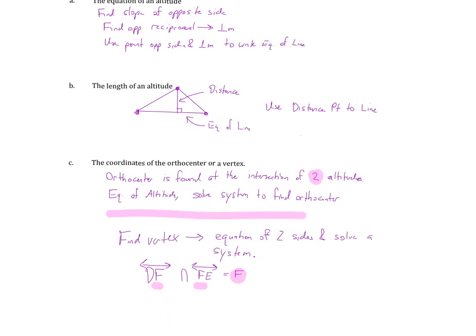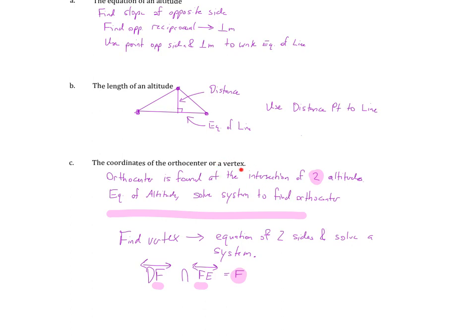Finally, the last idea that we have is finding the coordinates of the orthocenter or vertex. In this situation, the orthocenter is found at the intersection of two altitudes. So we need to find two equations of altitudes and then solve the system to find the orthocenter.